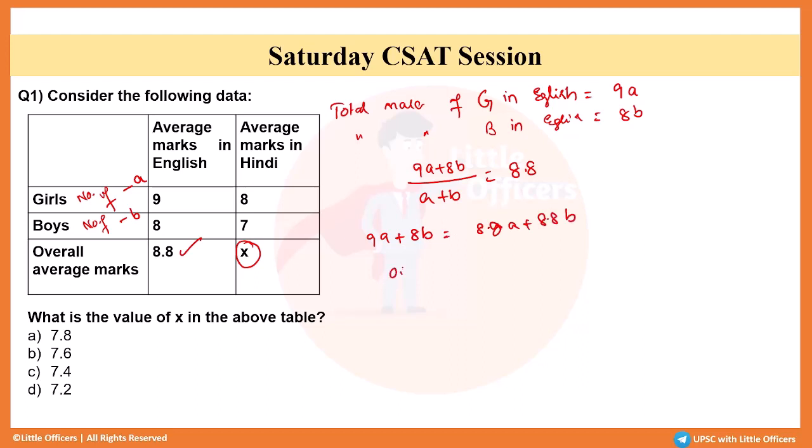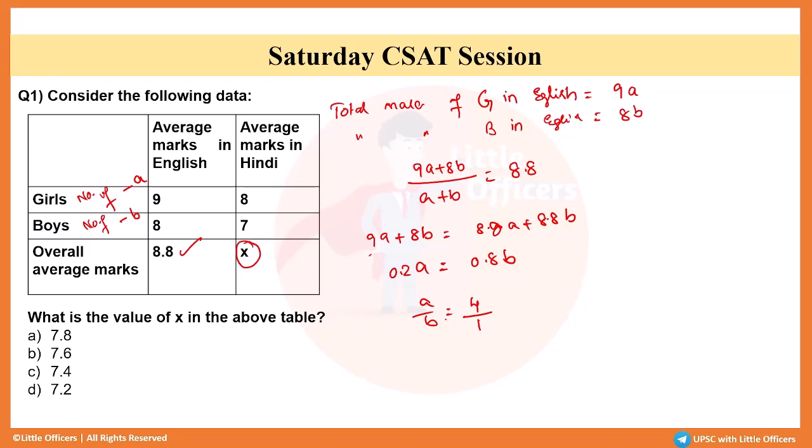So 0.2 times a equals 0.8 times b. Simply subtract this from that, so a divided by b equals 4 divided by 1. Simple. So what is the indication here? The proportion of girls to boys is 4:1. For one boy there are 4 girls in the class, that is the composition.